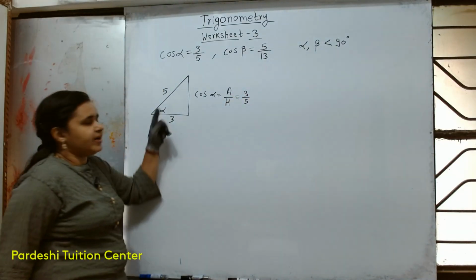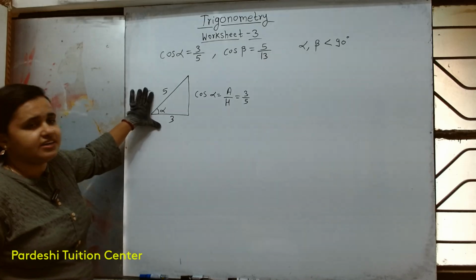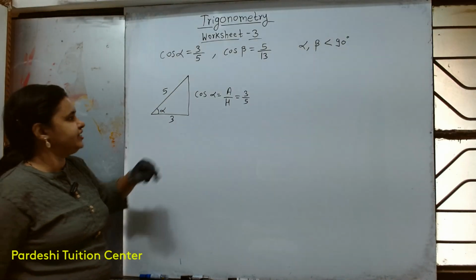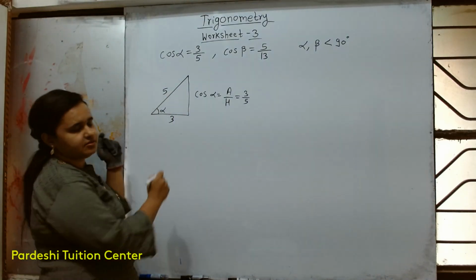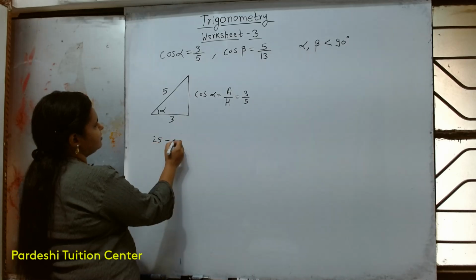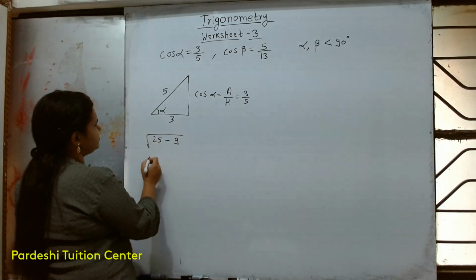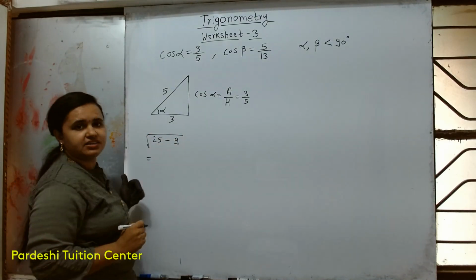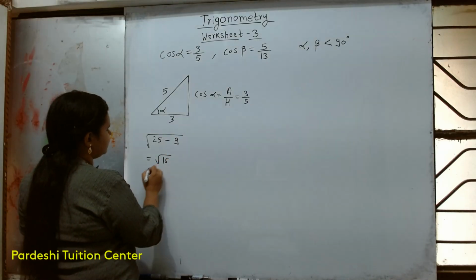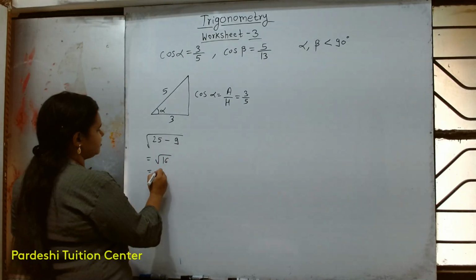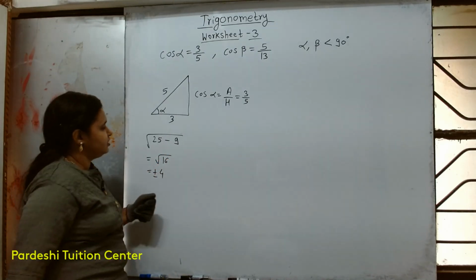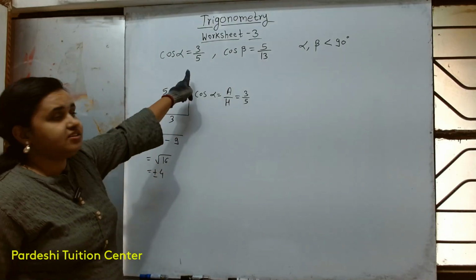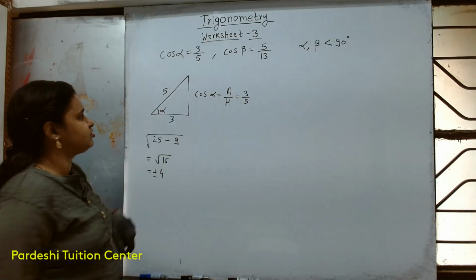So, by Pythagoras theorem we can calculate this side. It will be under root of 5 square, that is 25, minus 9. So, 25 minus 9 is 16. Under root of 16 is plus minus 4. So, we will consider length is always positive. So, it will be 4.